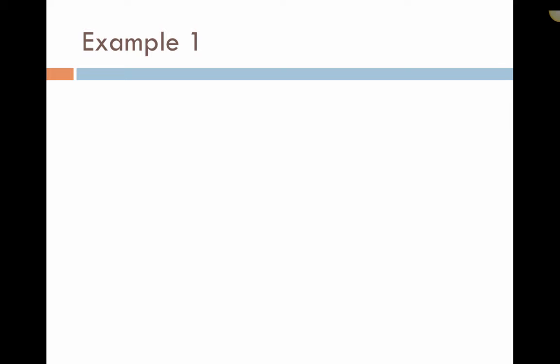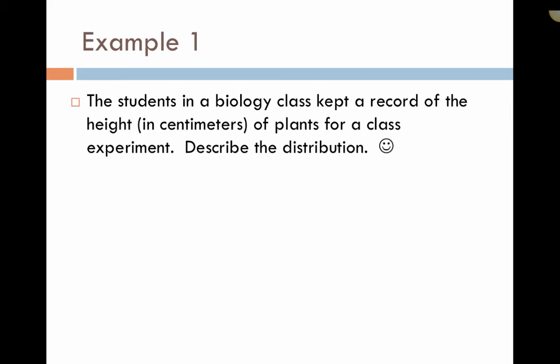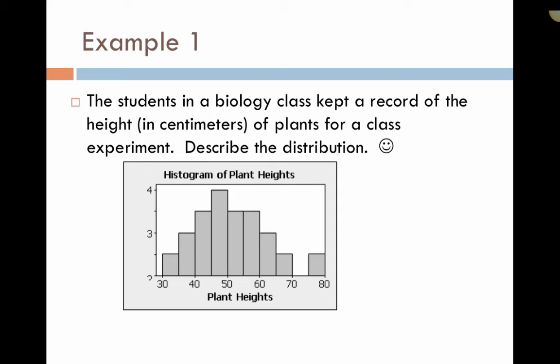Let's go ahead and look at an example. The students in a biology class kept a record of the height in centimeters of plants for a class experiment. Then we want to describe the distribution. We're given the histogram here. So what we want to do is look at the histogram and get an overall idea of the shape, what kind of center and spread we might be looking at, and if there are any unusual features.